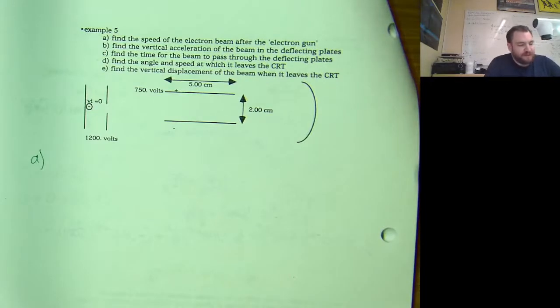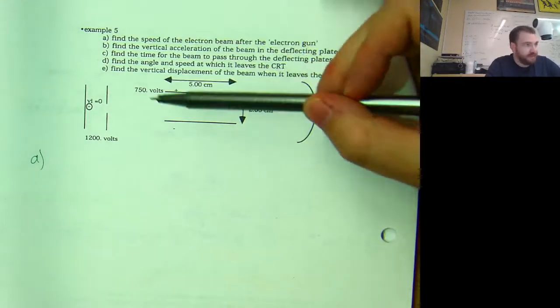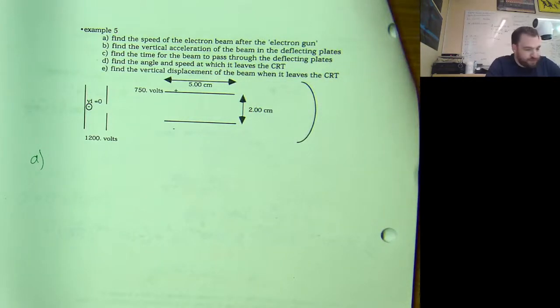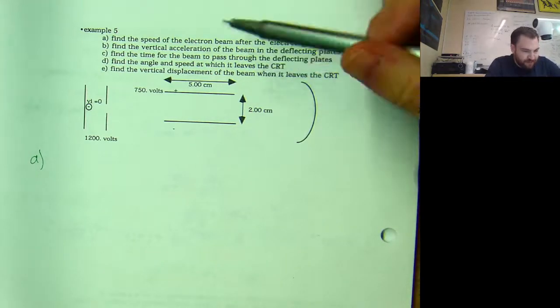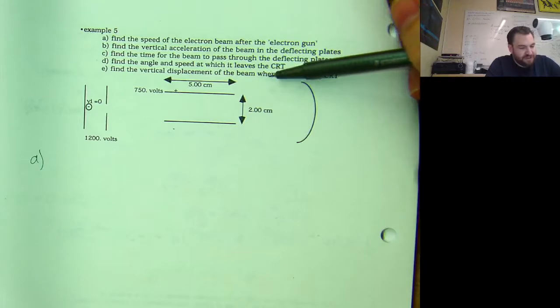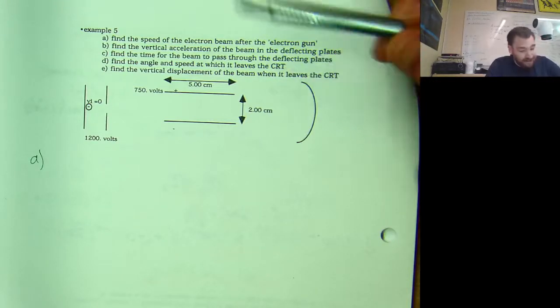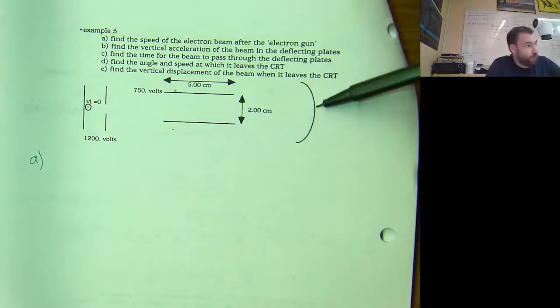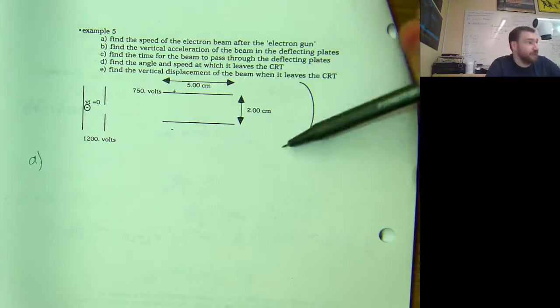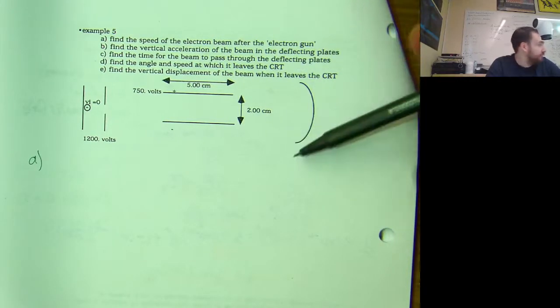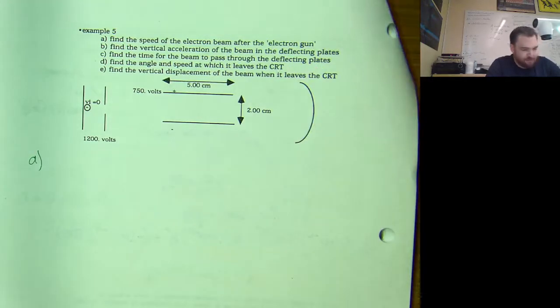We're going to find the speed of the electron beam. Now, a question like this is not going to be posed as A, B, C, D, E. The question will be posed like, what is the vertical displacement of the beam when it leaves the CRT? Or if I'm really nasty, I could give you the distance from here to here, and I could tell you where on this screen the electron hits. I'm not going to, but I could.